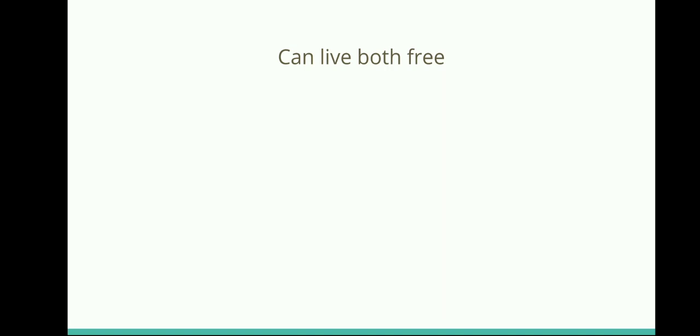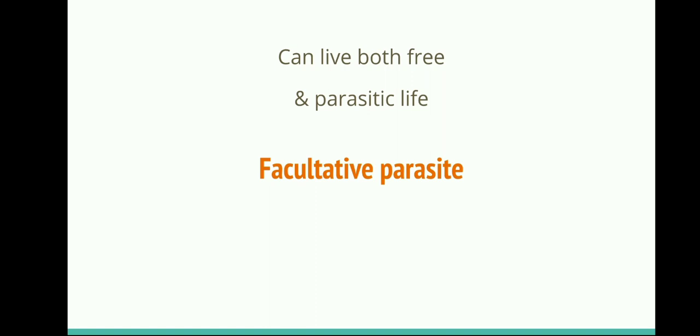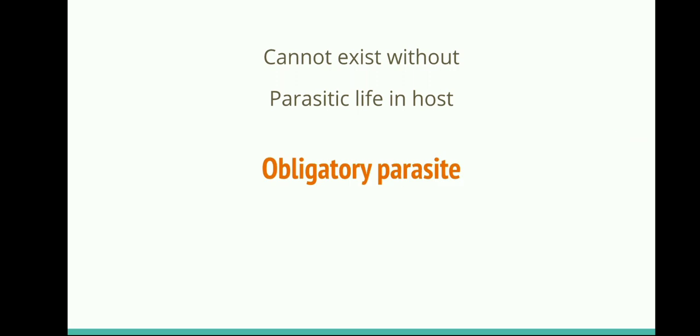Then there are some cunning parasites who can live both a free life and a parasitic life depending on the opportunity they get. We call them facultative parasites, like Acanthamoeba or the free living amoeba. They live a free life, but when they get the opportunity to infect humans, they act as facultative parasites. And if any parasite cannot exist without a parasitic life in a host, it's called an obligatory parasite. This means they must depend on the host to survive, like Plasmodium or Entamoeba, etc., most of the parasites.